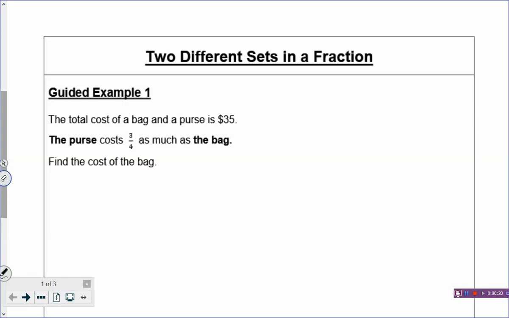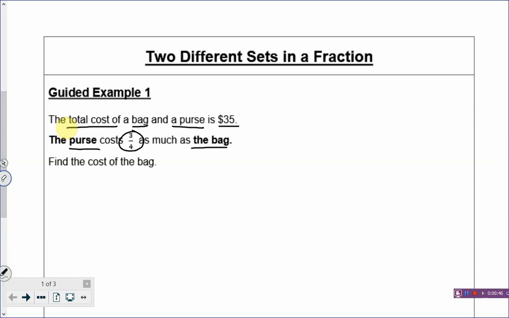Alright, so let's highlight the keywords. The total cost of a bag and a purse is $35, and the purse costs 3/4 as much as the bag. Now this statement is referring to two different types of things, which means that the fraction refers to two different sets.